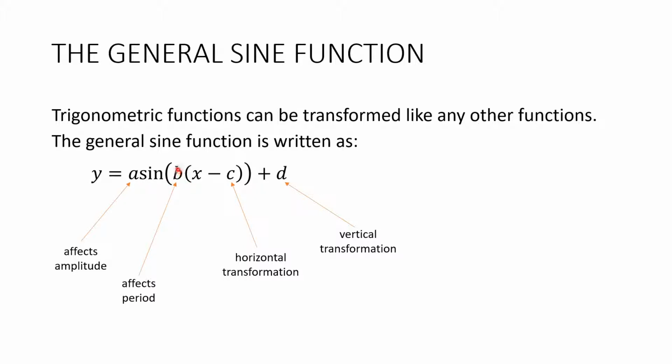Inside here I have a number in front of the x, and that's going to affect the period. I'm going to talk more about that later on. This minus c here is going to be a horizontal transformation, so it's going to shift it this way, and this one's going to be a vertical transformation, so it'll shift the whole graph up or down.